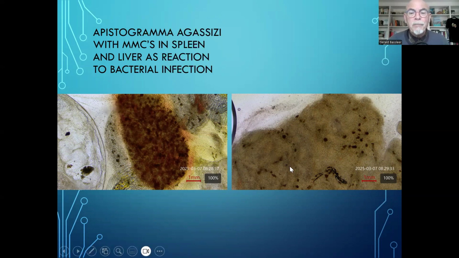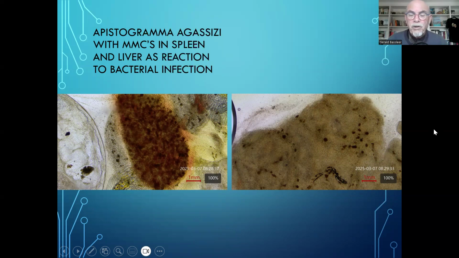And here we see the same thing in the liver. These inclusions are usually due to bacterial infections. And we see a lot of bacteria here around. Look, all those little tiny spots here also next to the spleen.